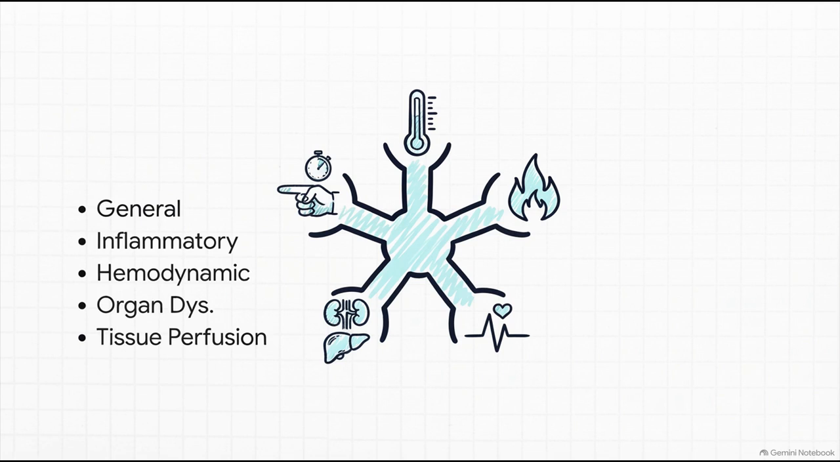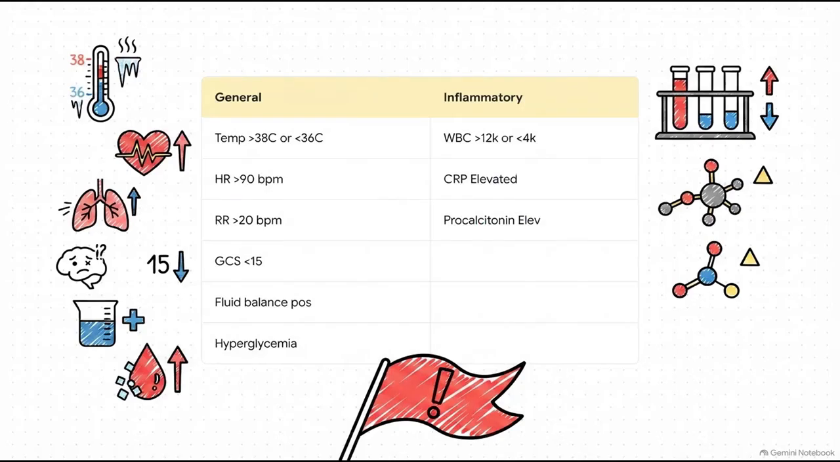Let's break down exactly what lives inside each of these buckets. Starting with your baseline clues, under general parameters, we are looking for signs of systemic stress, spotting a fever over 38 degrees Celsius, or maybe hypothermia below 36, a heart rate spiking over 90, or a respiratory rate over 20. We're also checking for an altered mental status, where that Glasgow Coma Scale drops below 15, any significant positive fluid balance, or, and this is a big one, unexplained hyperglycemia in a non-diabetic patient.